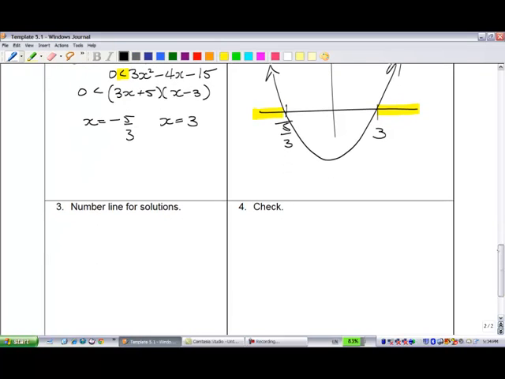So number line wise, let me do this in one step. We have -5/3. We have 3. We have open dots again because I have an inequality which is not inclusive. Let me throw some x's in there. And again, we get solutions of less than negative 5/3 and an x value which is greater than 3.